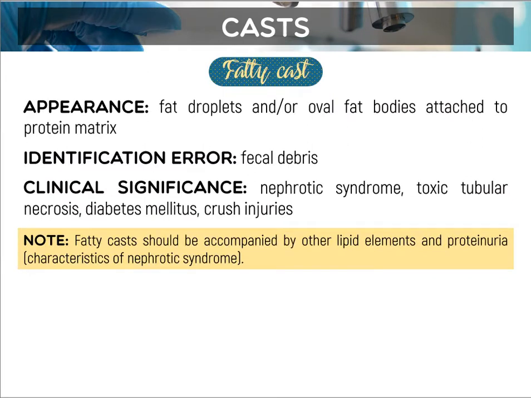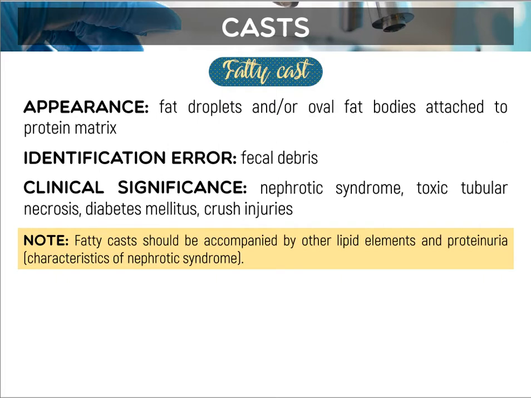Alright, next we have your fatty cast or your fat droplets, okay? So, fatty cast, ang iyahang appearance ani are your fat droplets or your oval fat bodies. Di ba? Atong oval fat bodies, recall your RTE cells pero it contains lipid, di ba? Okay, so attached to a protein matrix. Identification error, fecal debris, okay?